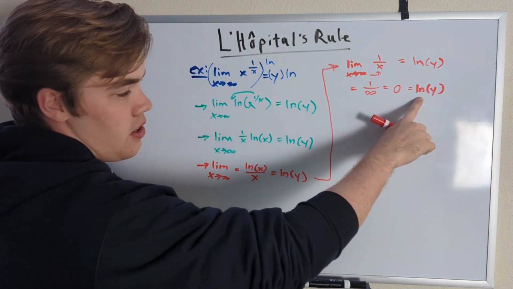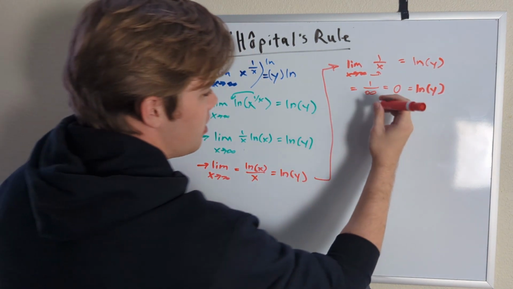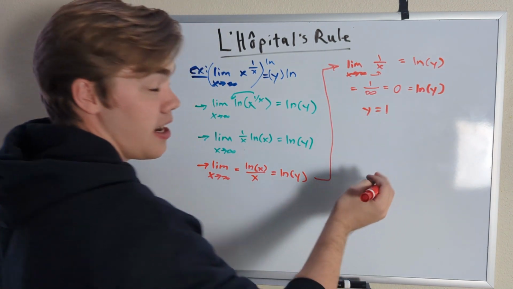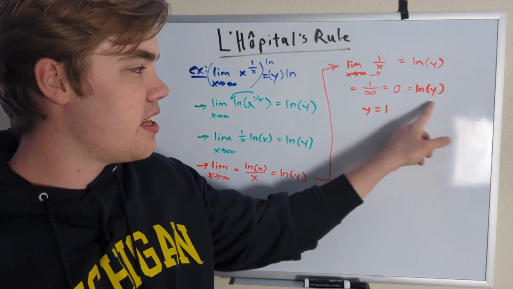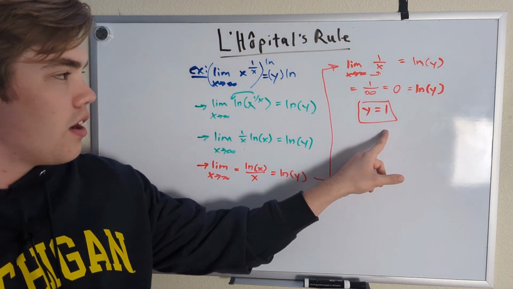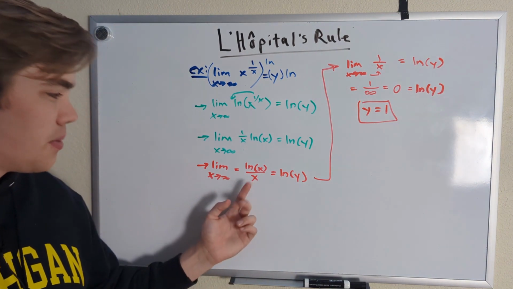But when does the natural log of y equal 0? Whenever we take the natural log of 1, the natural log will equal 0. So y is equal to 1. Our limit is just 1 using these natural log rules and a little bit of L'Hopital down here.